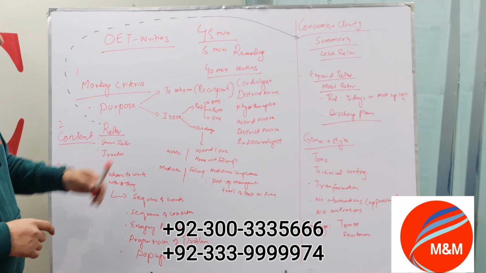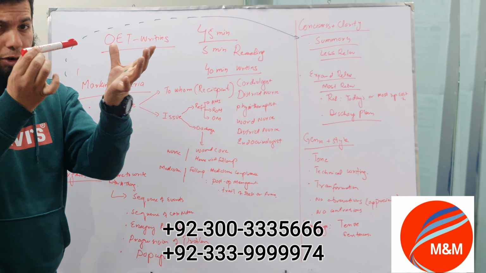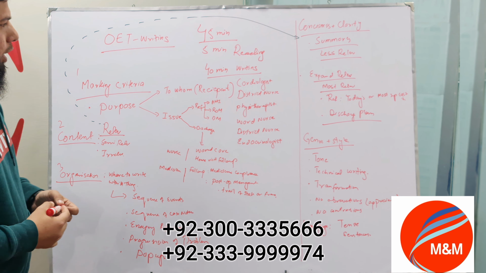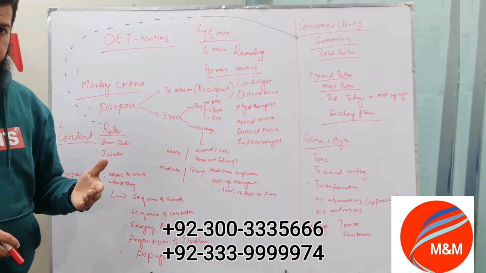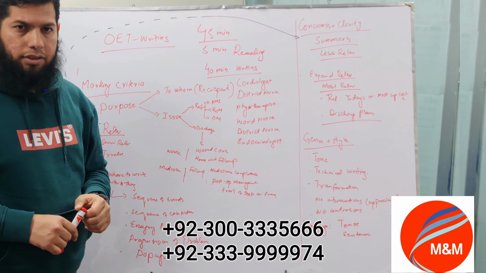First of all, we have 45 minutes in total for your writing task, and in the first 5 minutes you are not allowed to write anything anywhere. You cannot even pick up the pen or mark anything on the case notes. Then we have 40 minutes. The case notes will remain in front of you, and you can complete the writing task in the coming 40 minutes.